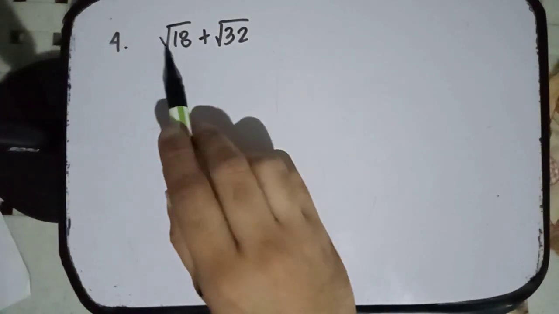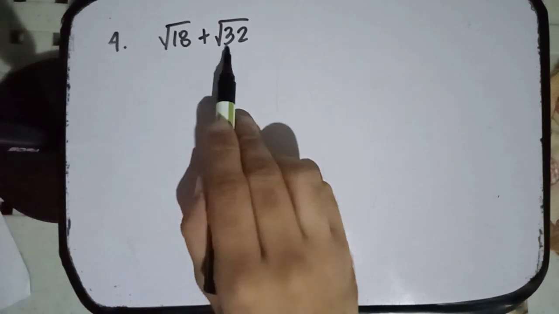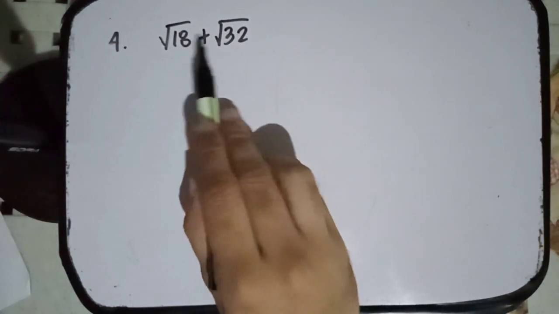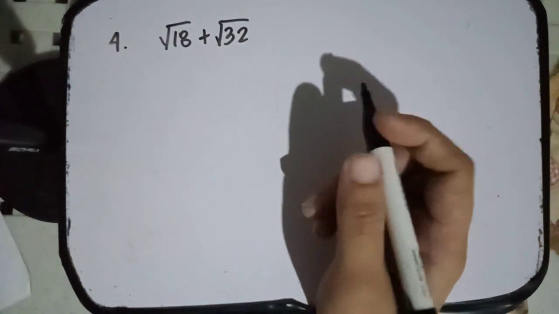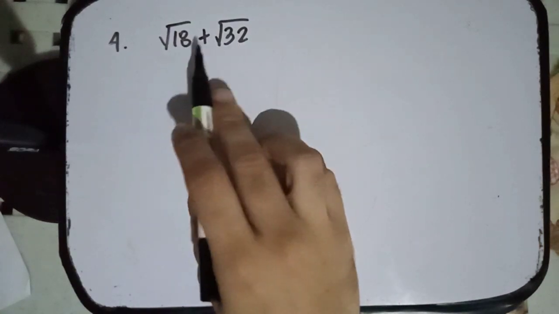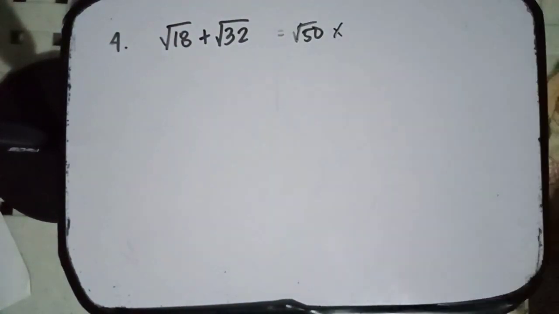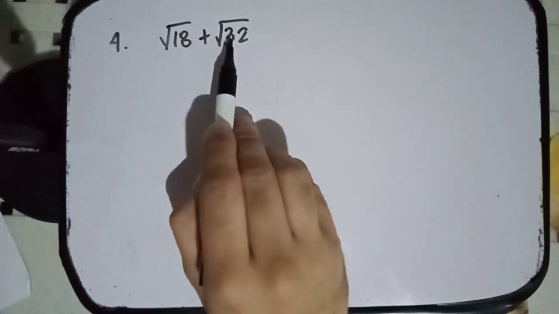Next, number 4, we have square root of 18 plus square root of 32. Unfortunately, they have different radicals. So, hindi natin pwedeng pagsamahin yung dalawang radicals. Baka kasi, i-add mo tong dalawang to, ang sagot ay square root of 50, which is very wrong. Okay, hindi po tama yan. So, anong gagawin natin? Square root of 18 plus square root of 32.